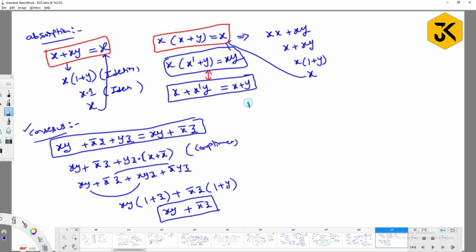Okay. Similarly, another property is De Morgan's law or De Morgan's property, right? The thing is, if you have an AND operation over two variables with complement, you get x complement plus y complement. This is very important. And if you have an OR operation over two variables with complement, you can write it as x complement dot y complement.